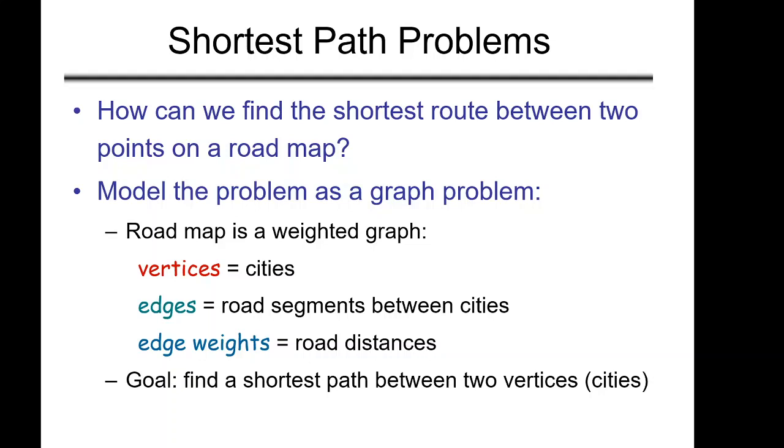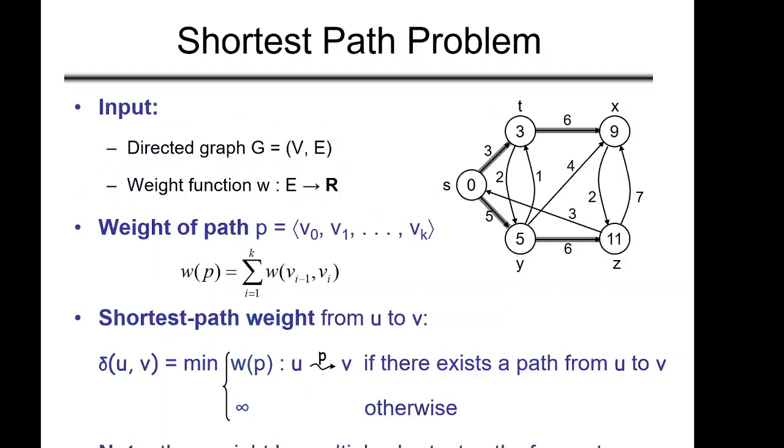The simple intuition is we can model the problem as a graph problem, where the cities will act as the vertices of the graph, and the road segments between the cities will act as the edges. The distance given on the road is actually the edge weight. And the problem is now we have to find the shortest path between two vertices, which represent two cities.